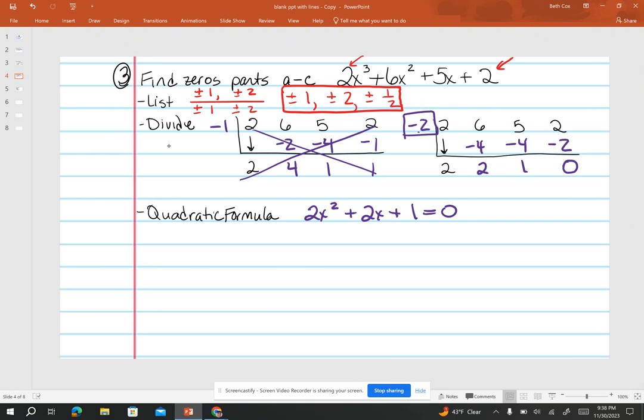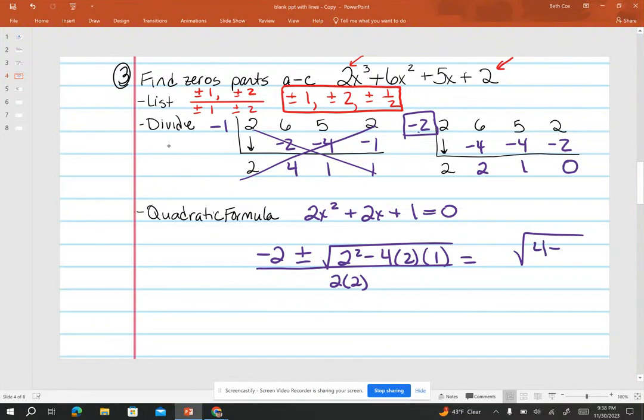So if you remember your formula, it'll be negative b plus or minus the square root of b squared minus 4 times a times c all over 2 times a. And I'm going to get the radical first. I'm going to get 4 minus 8, which is negative 4, so this is going to be 2i. Negative 2 plus or minus 2i divided by 4. And this is going to simplify to negative 1 half plus or minus 1 half i.